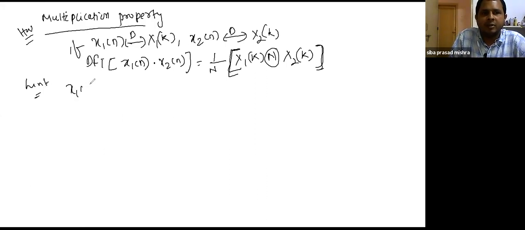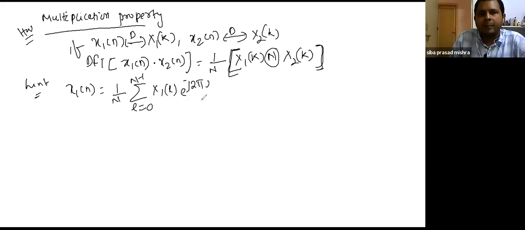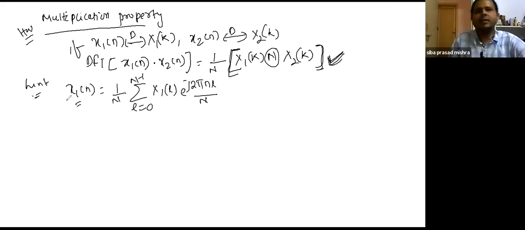Put x1[n] equals 1 by N summation of l from 0 to N minus 1, X1[l] e to the power j 2 pi n l by N. First write the formula, after that replace x by its inverse form. Just rearrange the summation and automatically you will get this answer. You try it. If not, I will do it in the next class, but it's very, very simple. This is the hint.